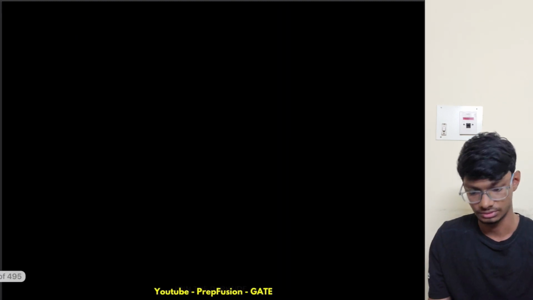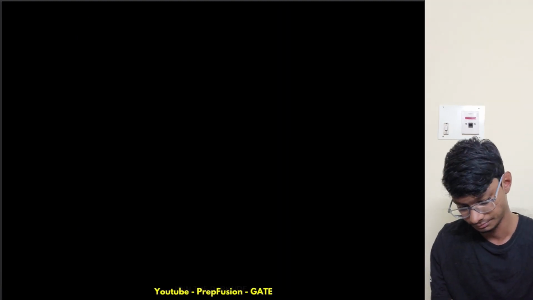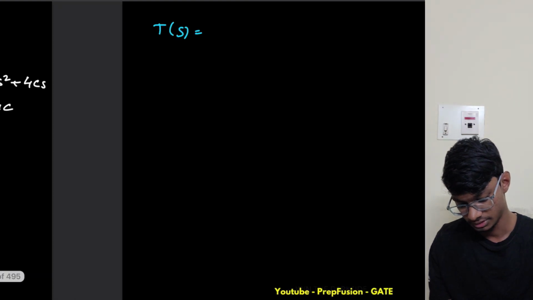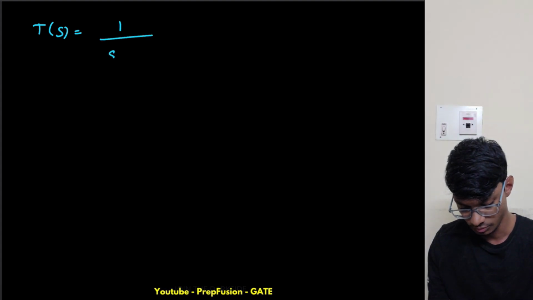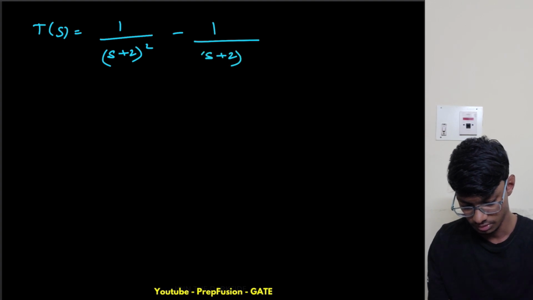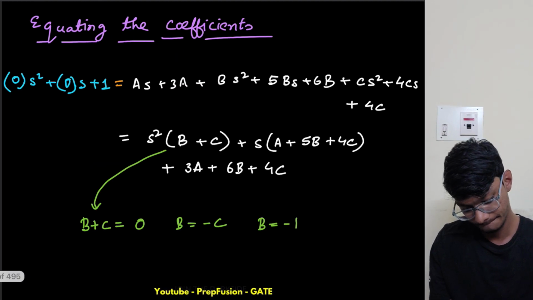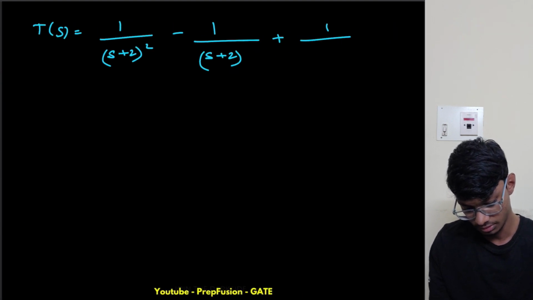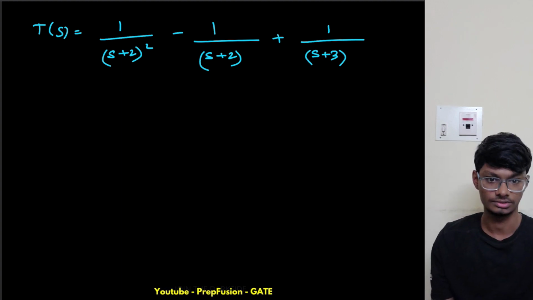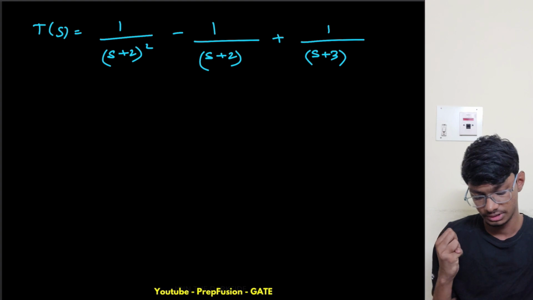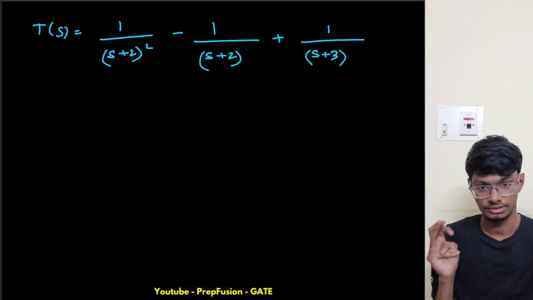So let me write the transfer function. The transfer function is broken into three parts, right? First part is a by (s plus 2) whole square. So this is 1 by (s plus 2) whole square minus 1 by s plus 2 and plus c by s plus 3, and c is 1 only. So yeah, this is basically my transfer function.